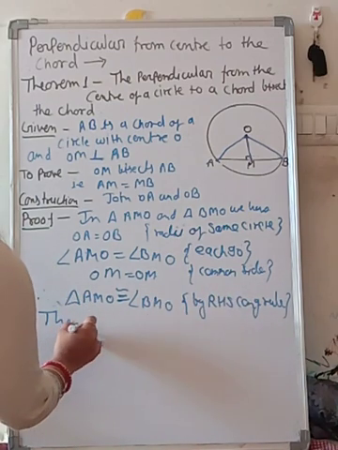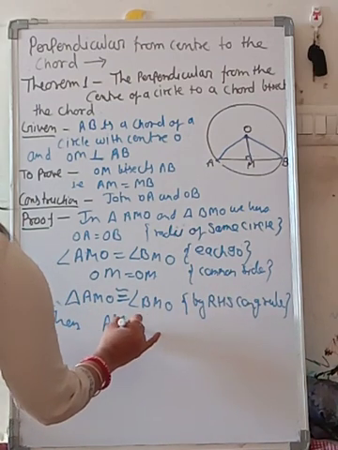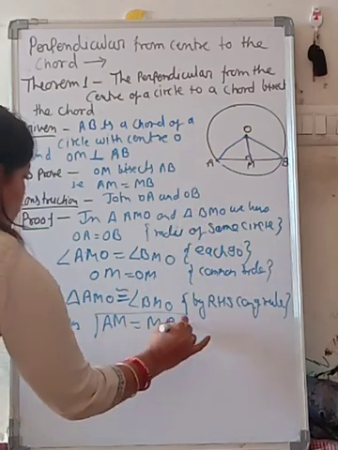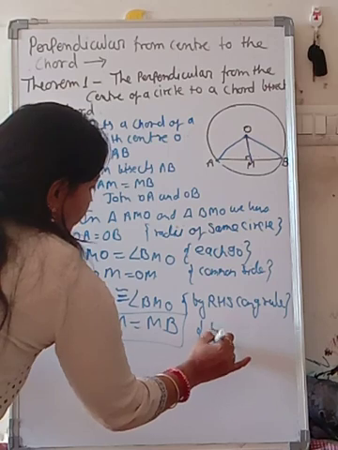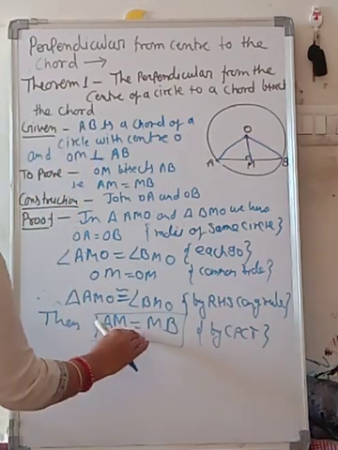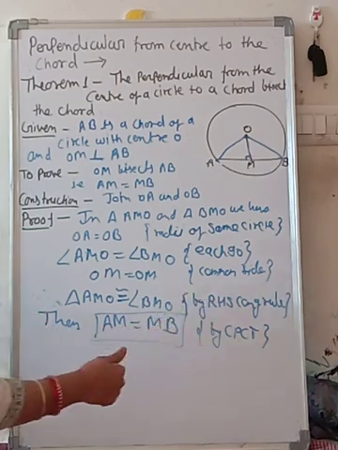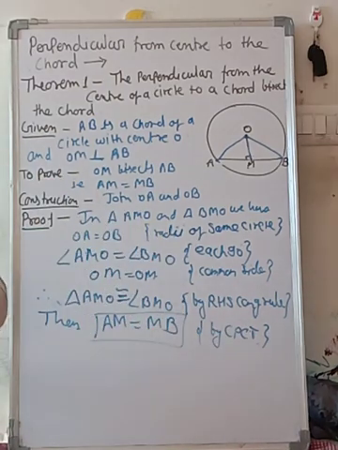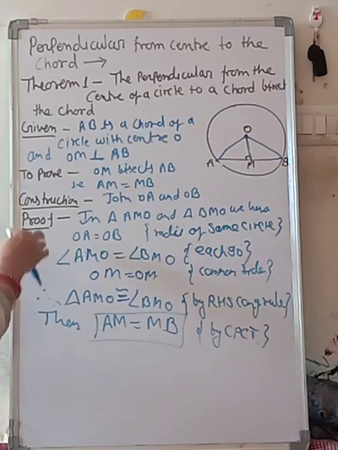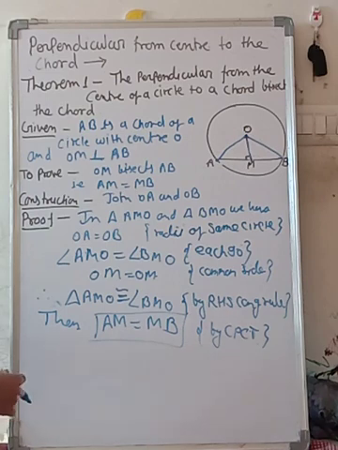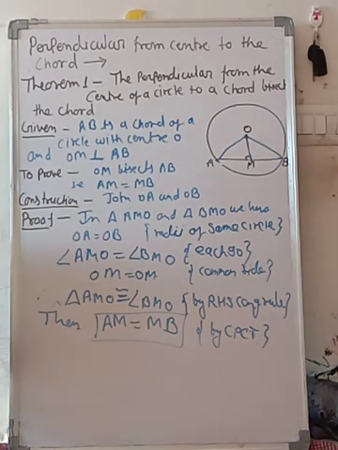So then you can prove that AM is equal to MB. So you have by the CPCT, you can also prove that AM equal to MB by the corresponding parts of congruent triangles. So this is the first theorem related to the perpendicular from center of the circle to the chord. So now let's see the next theorem.